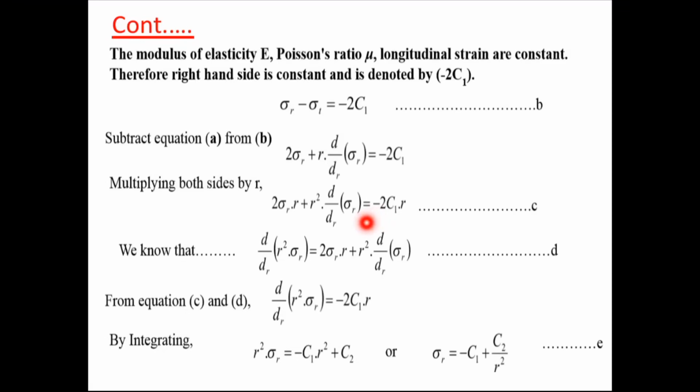Then this term, R squared into del by del R of sigma R, is the differentiation of U into V. Solve it, then substitute here and simplify again, and you will get this expression. Then by integrating, you will get these terms in terms of constants C1 and C2. Arranging these terms, you will get sigma R is equal to minus C1 plus C2 by R squared, equation A. This is for sigma R, and C1 and C2 are the constants.